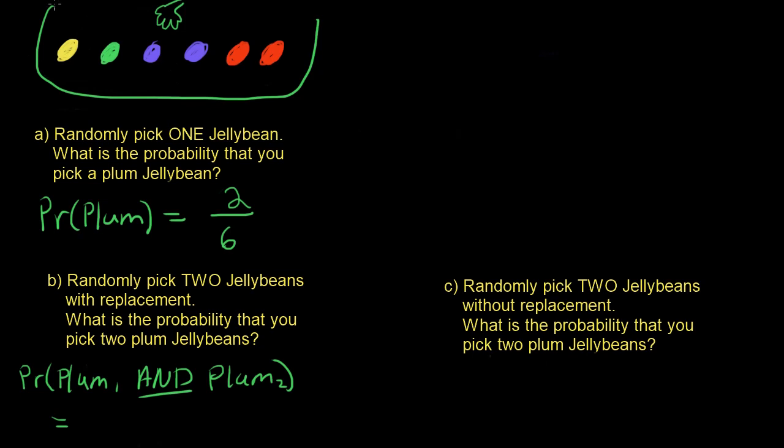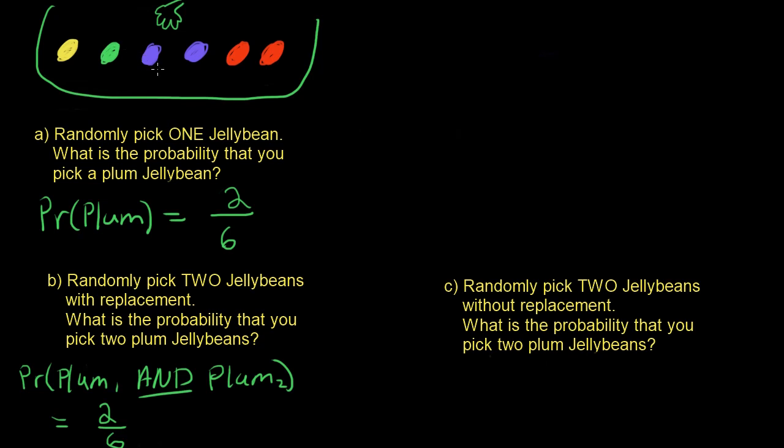My first pick means I start with 6, I put my hand in and I get 1 at random, and there's a probability 2 over 6 that I'm going to get a plum, because there's 6 jelly beans I'm picking from, and 2 of them are plum. Okay, so that's the first pick. Now, I use replacement. So if I get that plum, all right, I'm going to put it back. I'm not going to keep it. I'm going to throw it back in there, and now I'm going to select again.